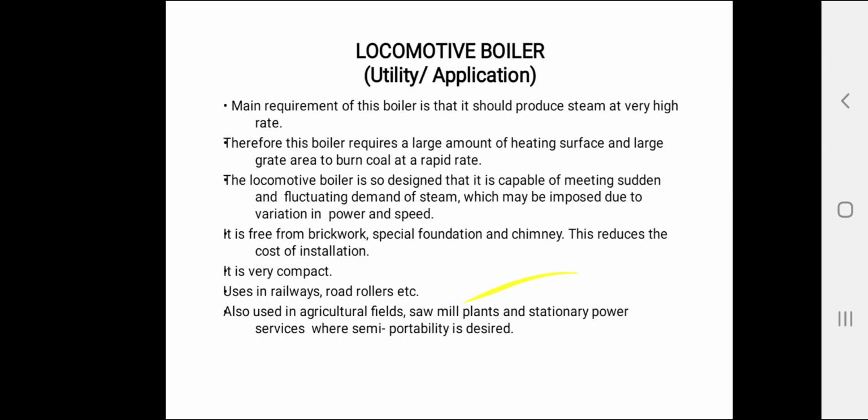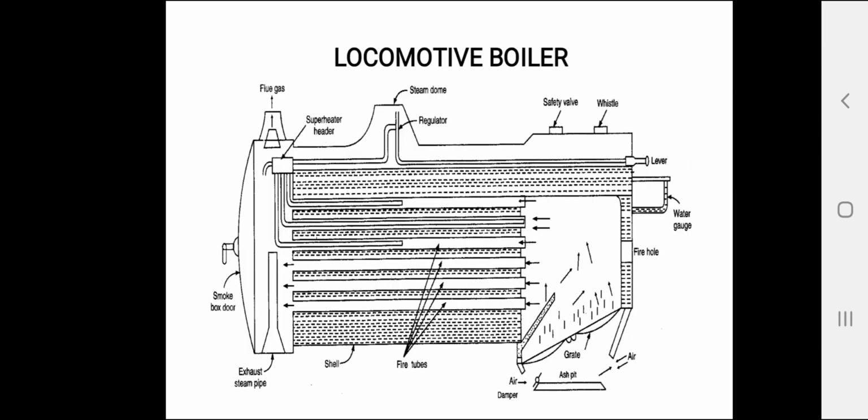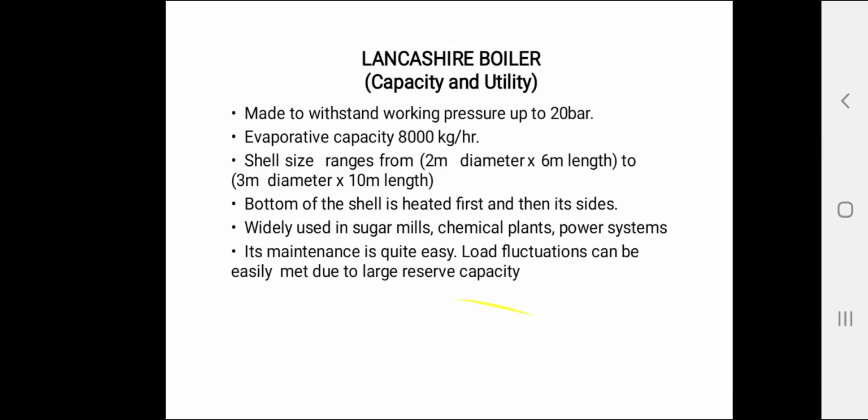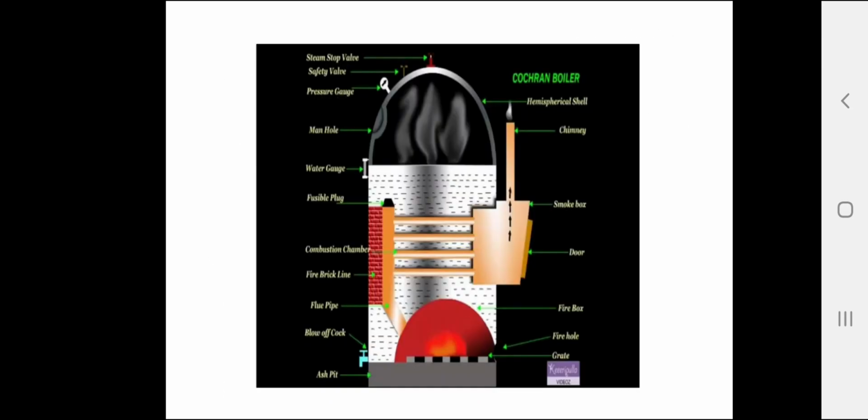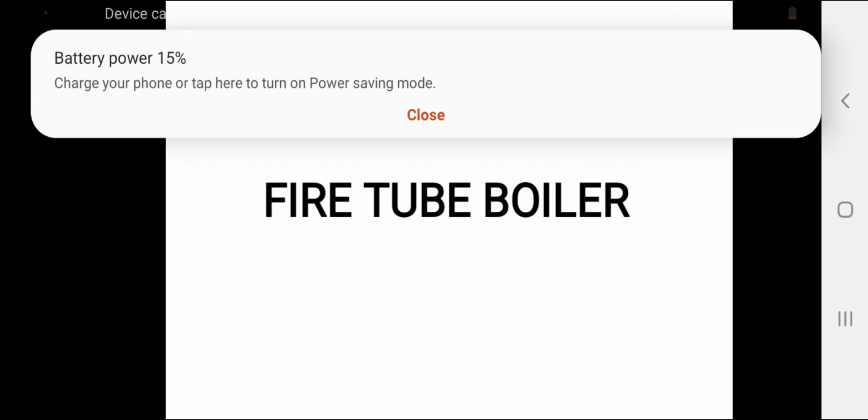Okay, so this is about fire tube boilers. In the next session we will discuss water tube boilers. So this is the classification: two types of boiler, fire tube boiler and water tube boiler. Now we discussed fire tube boilers. In fire tube boilers we discussed the Cochran boiler, then the Lancashire boiler, then the locomotive boiler. So we discussed some fire tube boilers.